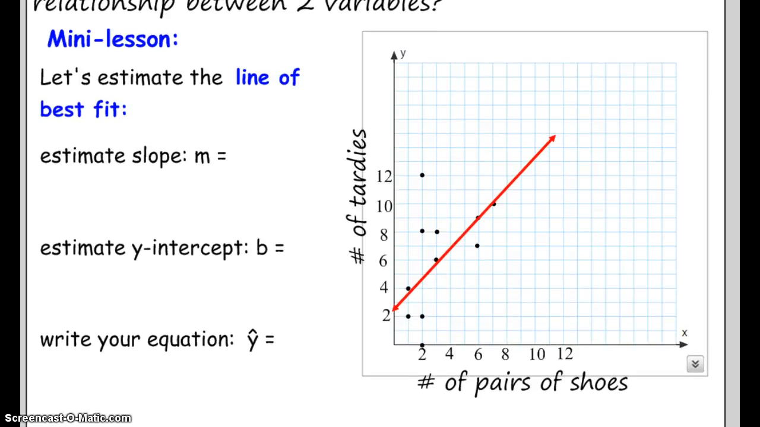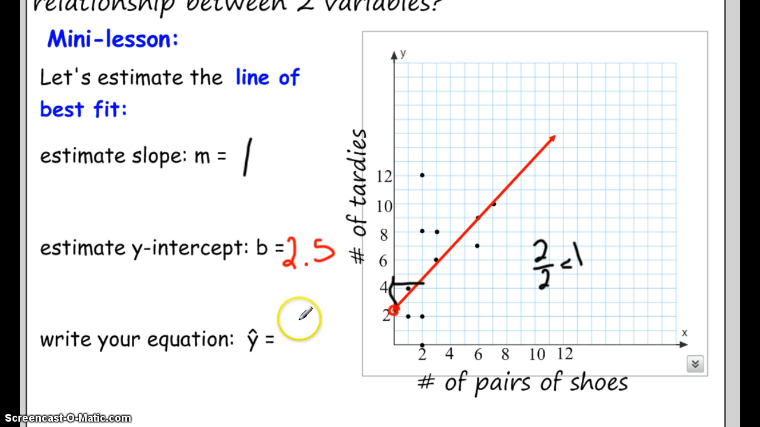So if I choose 2 points on this line, I can see that I go up approximately 2 and 2 to the right, which is a slope of 2 over 2, which can be simplified to 1. So our slope is approximately 1. We're going to do the same thing and just estimate where our y-intercept is. It looks like it's right here between 2 and 3, so I'm going to call that 2.5.